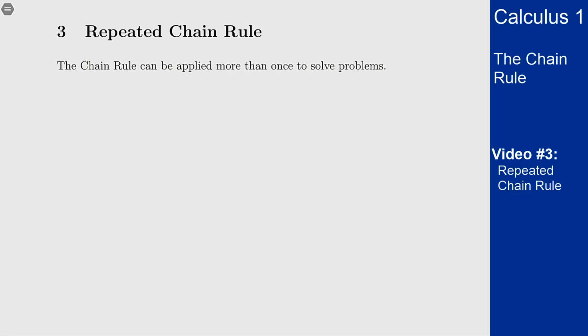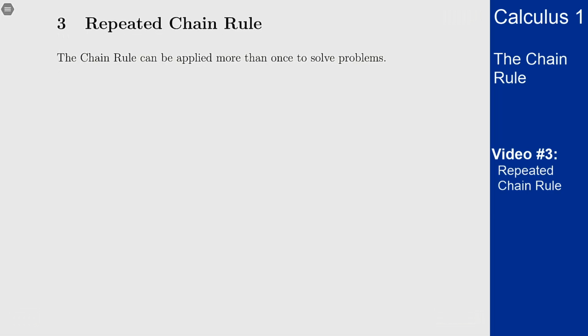In this video, we'll talk about applying the chain rule multiple times to solve a problem. So sometimes you need the chain rule more than once, right? You can apply the product rule multiple times, you can apply the quotient rule multiple times, you can also apply the chain rule multiple times to solve problems. The way to think about this is, again, using the outside-inside rule.